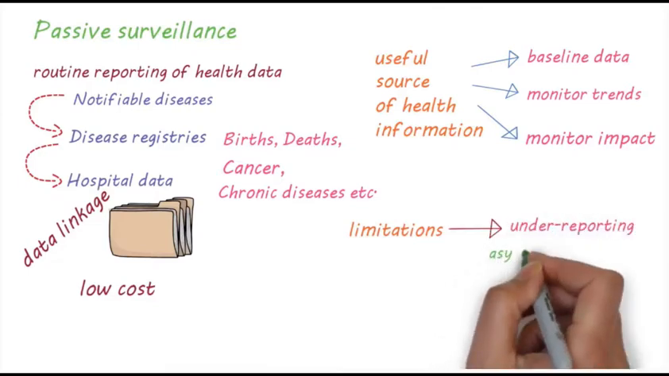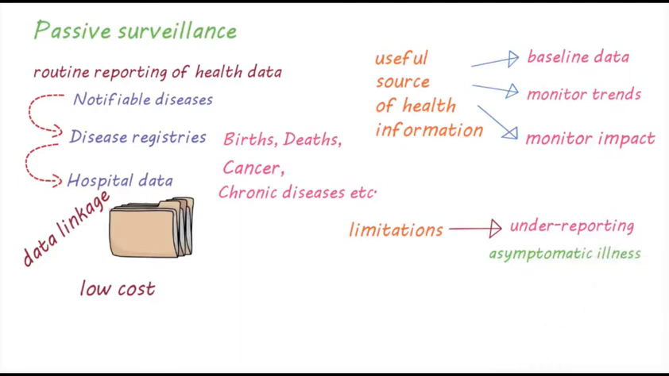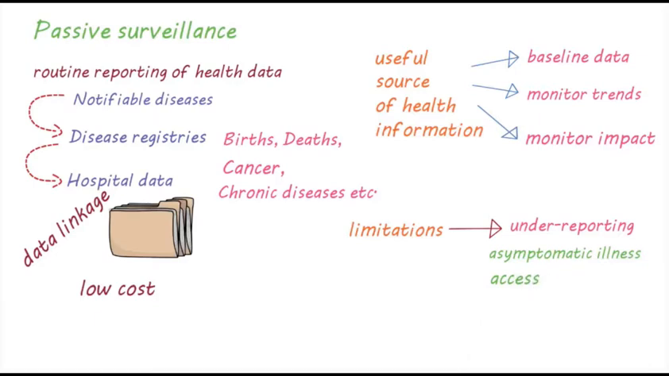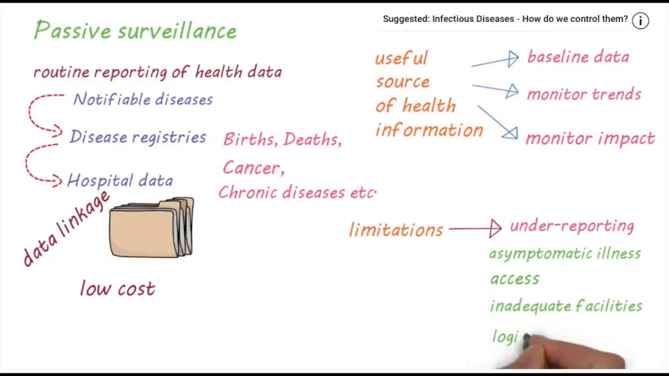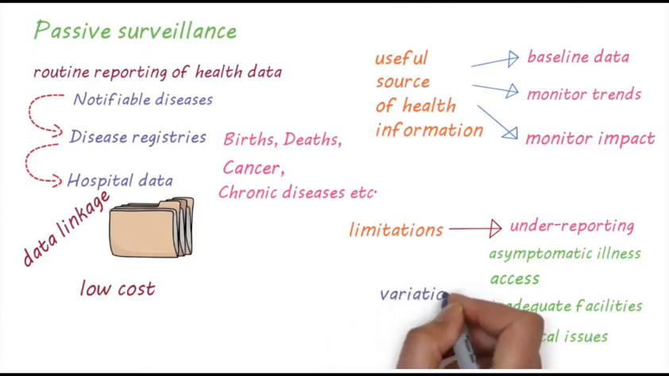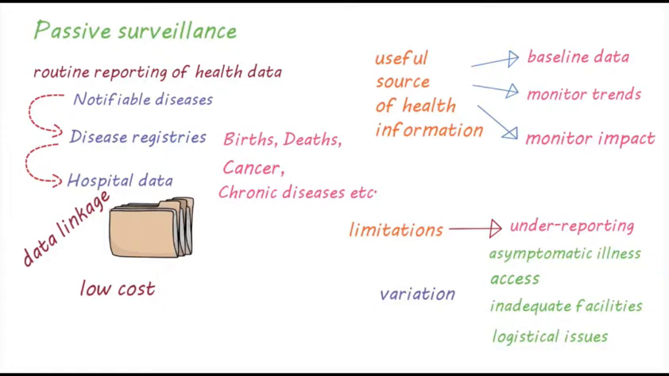Diseases can be underreported because people have mild or asymptomatic illness and don't seek medical treatment for their illness, or there's a lack of access to treatment. It could also be because laboratory facilities needed to diagnose a disease are not adequate, or that there are logistical problems with reporting disease. In fact, there can be a lot of variation in passive surveillance systems from country to country, which is a reflection of social, economic, cultural, and epidemiological factors.